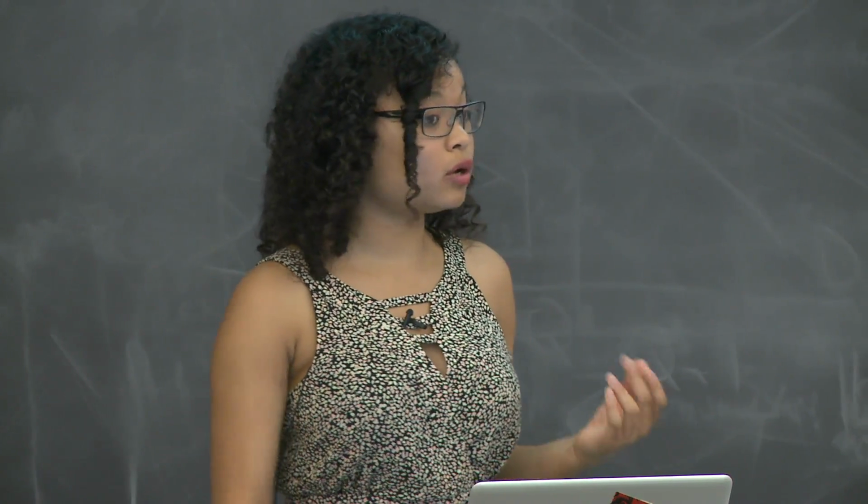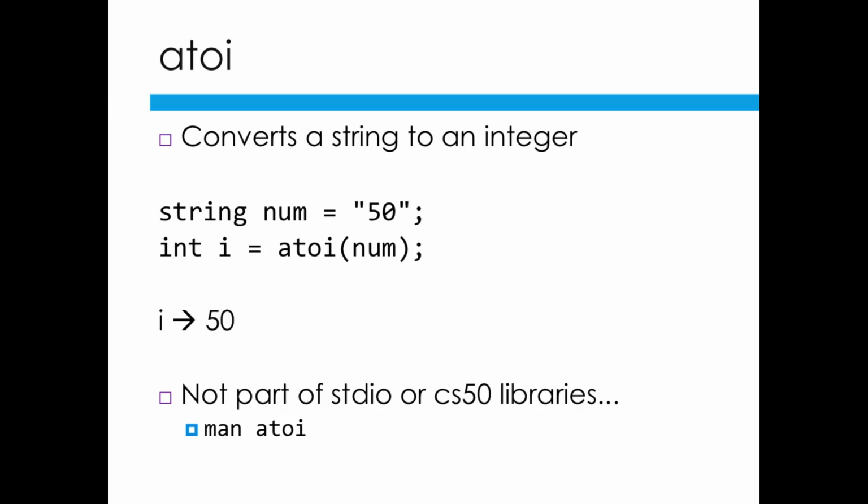Okay, so what you're inputting is actually a string in the command line argument. What you want to do for Caesar, since we want to deal with an integer, is use the atoi function. You pass it a string, and it'll return you back an integer if it's possible to make that string into an integer.